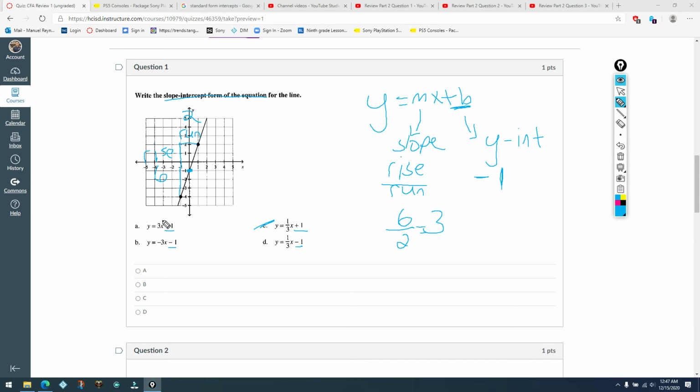Right, so 3. So I have two of them that have a 3 as a slope, and the other one's going to be 1/3. So this guy's out for sure too. So once I have that, my slope is 3.